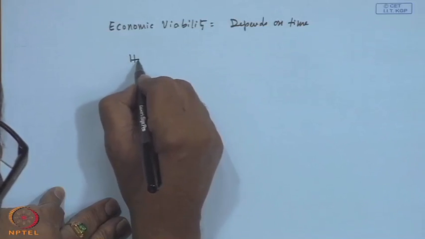And there may be an entirely different thing that we may not be knowing as of today, a new technology or new source may emerge. And this solar energy viability is highly location dependent.